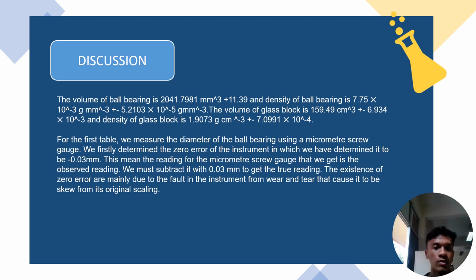For the first table, we measured the diameter of the ball bearing using a micrometer screw gauge. We first determined the zero error of the instrument, which we determined to be negative 0.03 mm. This means the reading of the micrometer screw gauge that we get is the observed reading. We must subtract 0.03 mm from it to get the true reading. The zero error exists mainly due to a fault in the instrument from wear and tear that caused it to be skewed from its original reading.